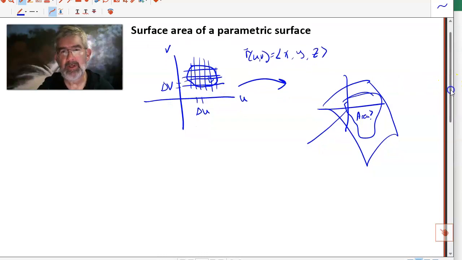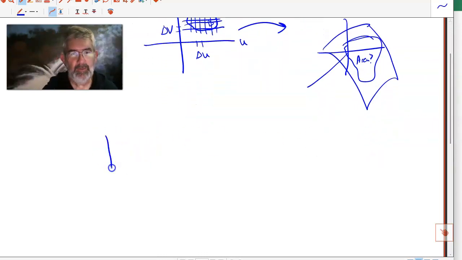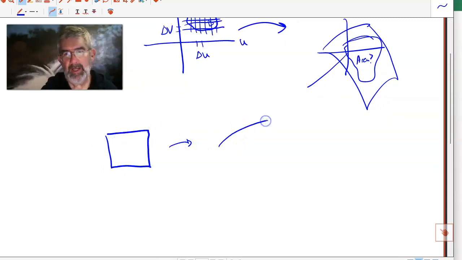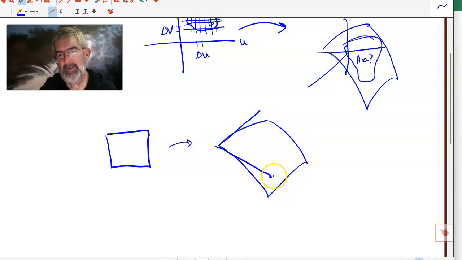We're going to take a bigger picture here. We're going to say, one of these UV rectangles is being transformed into some patch of surface in XYZ space. And I'm going to approximate the area of this surface by saying, let's find a tangent line that would be an appropriate length there, and a tangent line that would be an appropriate length there, and then essentially make a parallelogram out of it. And we'll approximate the area of the curved surface by the area of that parallelogram.